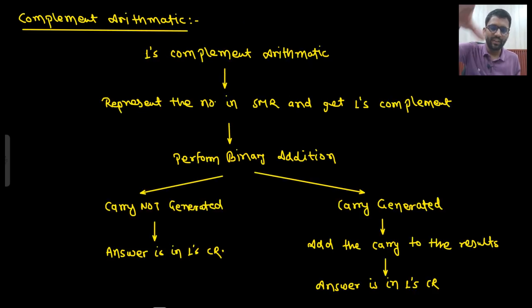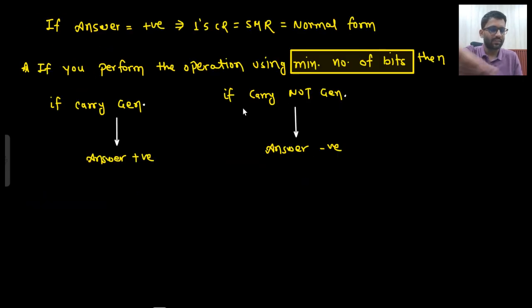For now, you just need to take care of this: first you need to represent in ones complement form, then perform the binary addition, and then if carry is generated, you just need to add that up. That's it. You can forget about these other things. And this also you need to take care of: if the answer is coming positive, then I can say that it is in normal form, or in sign magnitude representation, or in ones complement representation.